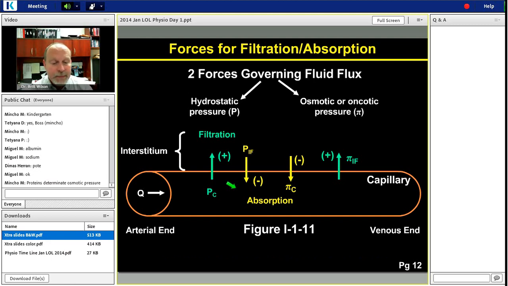There's our fundamentals. Forces for filtration get a plus. I drew them in green. Forces for absorption get a minus. I drew them in yellow. Those are our four fundamental forces influencing fluid flux across the capillary. And it is the interplay between those that determines whether or not we are filtering or absorbing.